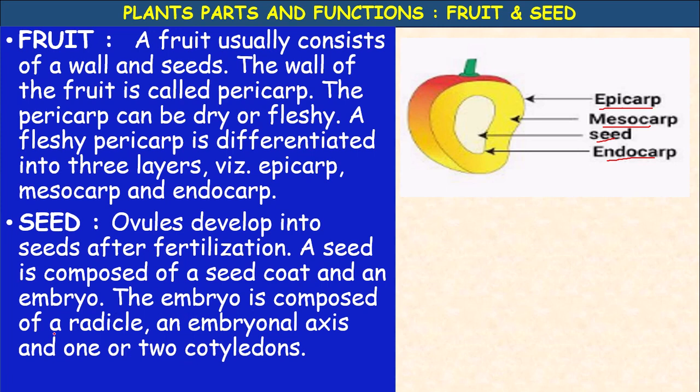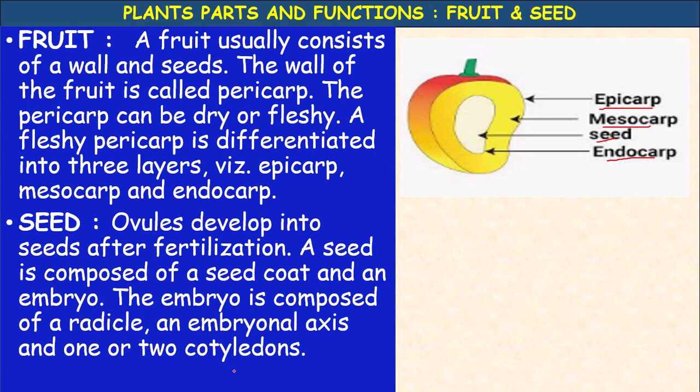The embryo is composed of two distinct regions. What are they? A radicle and a plumule. The radicle part of the embryo develops into the root system, and the plumule part of the embryo develops into the shoot system above the ground. An embryonal axis and one or two cotyledons.